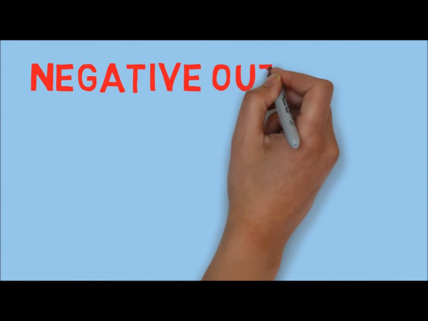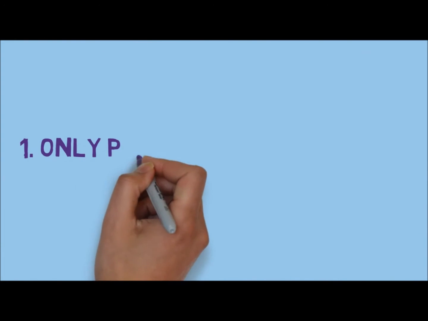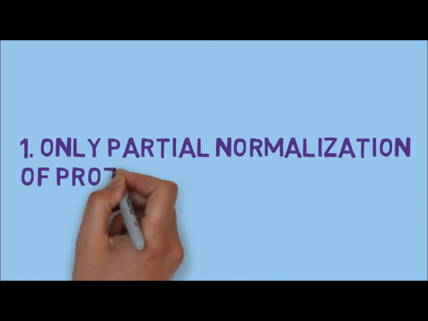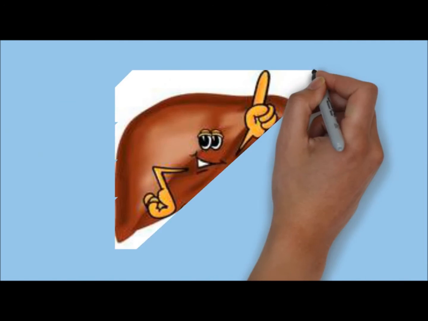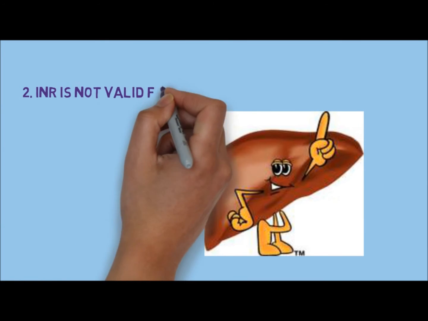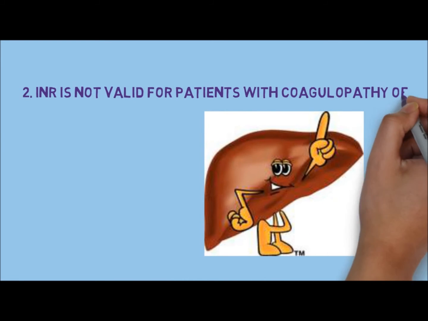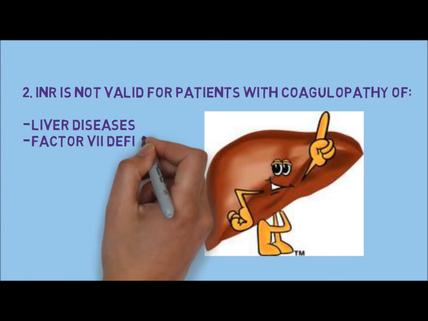Now let's have a look at the negative outcomes of fresh frozen plasma transfusion. So what are they? The first one is that FFP transfusion allows only partial normalization of prothrombin time instead of full normalization. That's the negative part about it. Coming to the second negative outcome, which is related to the INR, the international normalized ratio, which is not valid for patients with coagulopathy of liver diseases and factor VII deficiencies.